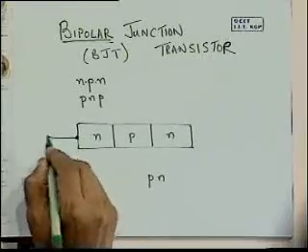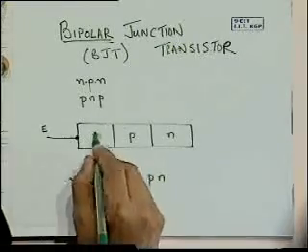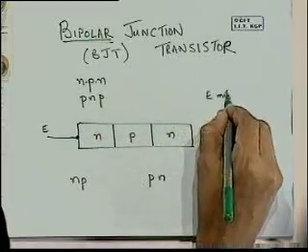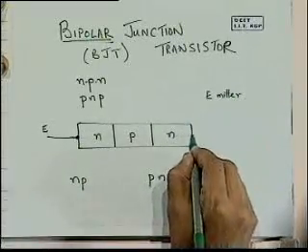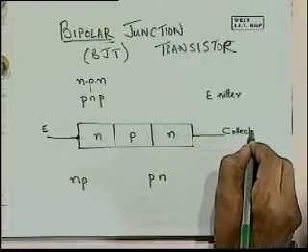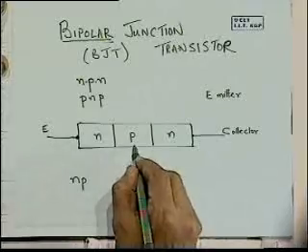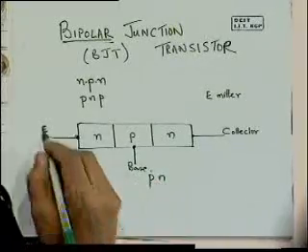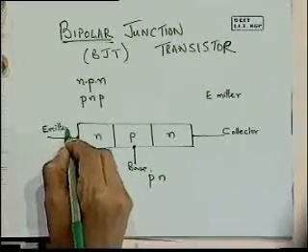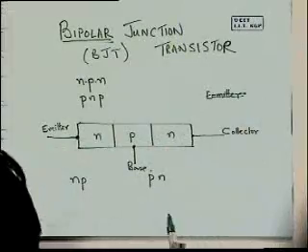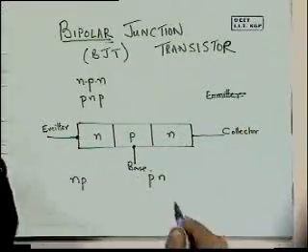You've got one connection to the N-type layer here called the emitter. So E is emitter. And then you've got collector. And you've got B or base. Okay, these are the three basic connections that we have to the NPN transistor.